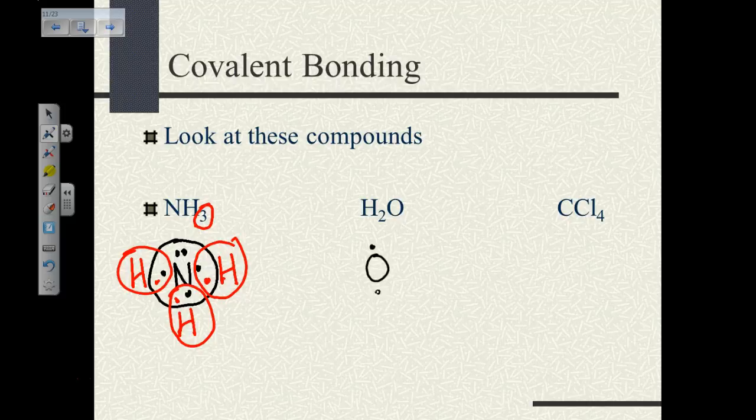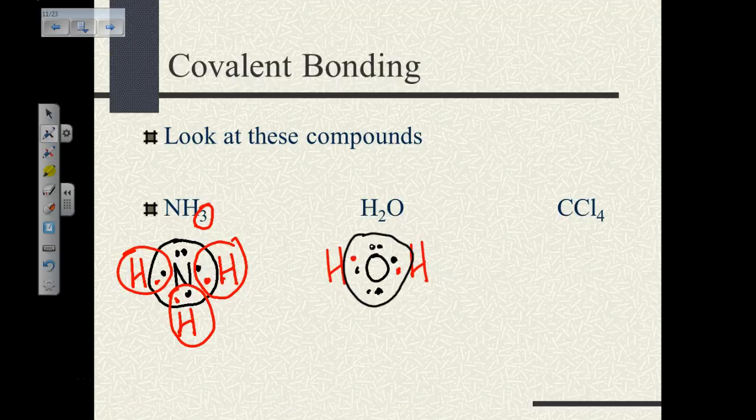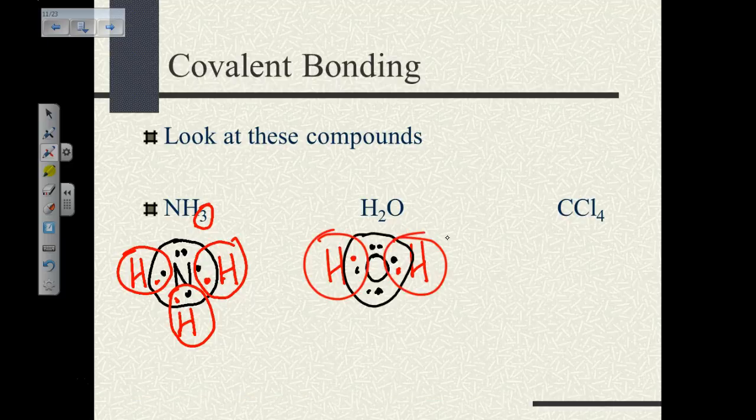Oxygen, 1, 2, 3, 4, 5, 6. And then hydrogen, 1, hydrogen, 1, fits together like a puzzle piece. Okay, if I look at oxygen, it has 2, 4, 6, 8 valence electrons, has 8 electrons, its octet is full. If we look at hydrogen, it has 2 valence electrons, its octet is full.